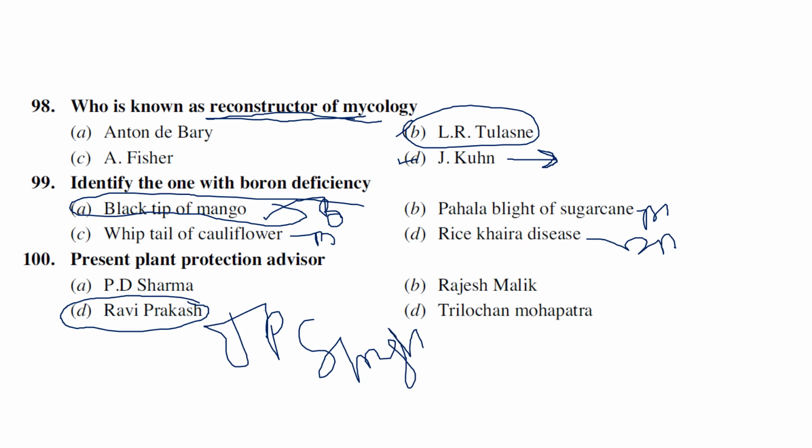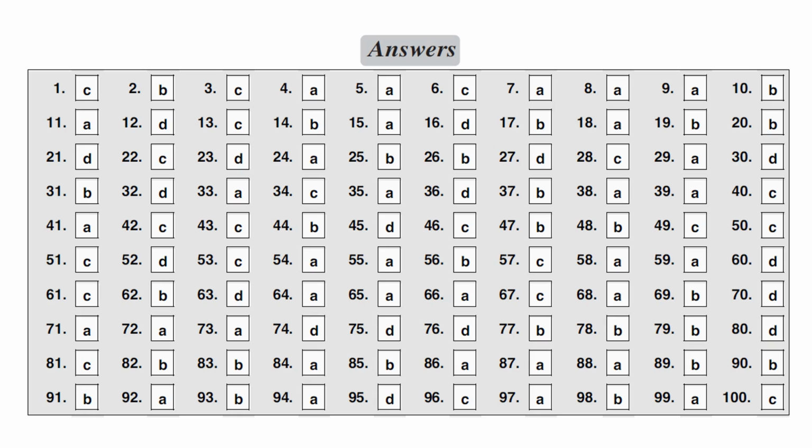Rajesh Malik was Plant Protection Advisor before Ravi Prakash. Trilochan Mohapatra is the ex-ICAR Director General, but the present ICAR Director General is Himanshu Pathak. He is the present ICAR Director General and Secretary, DARE. So the question is: the present Plant Protection Advisor is J.P. Singh. Okay, so these are all the answers related to the questions given.